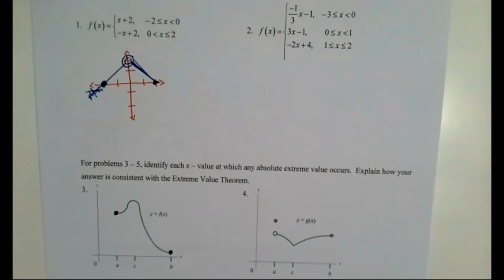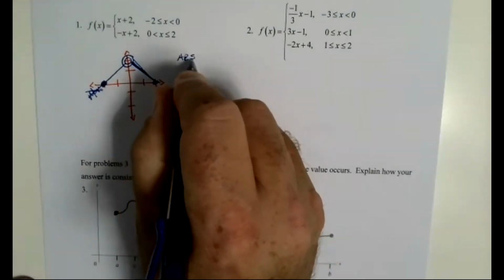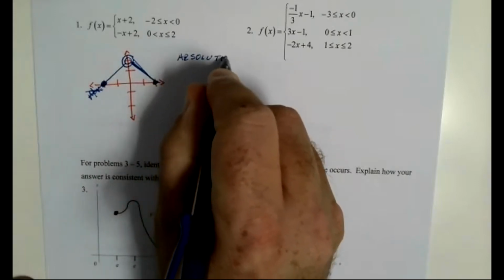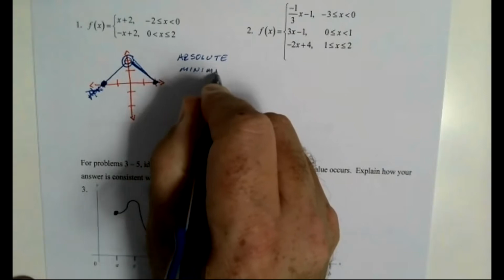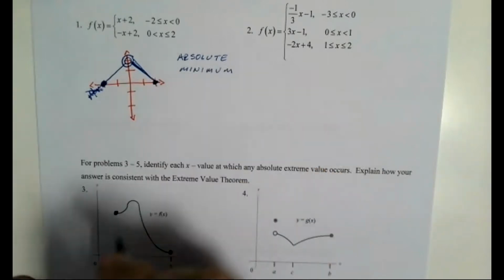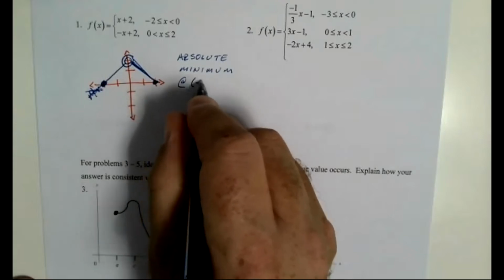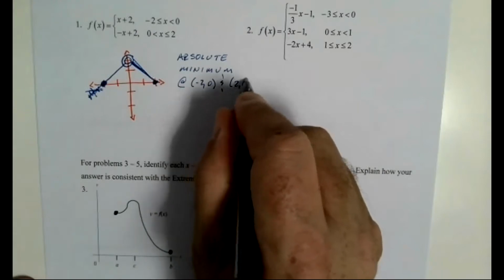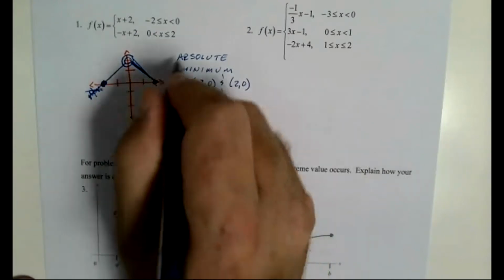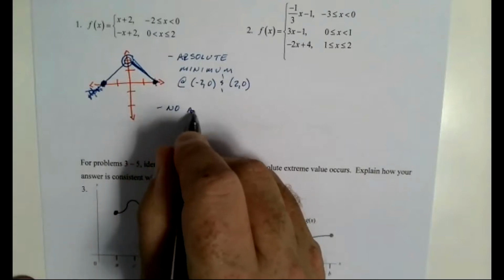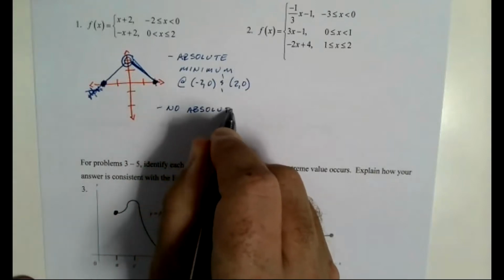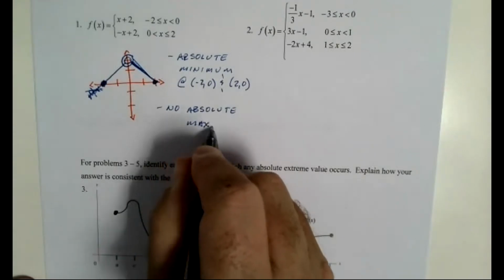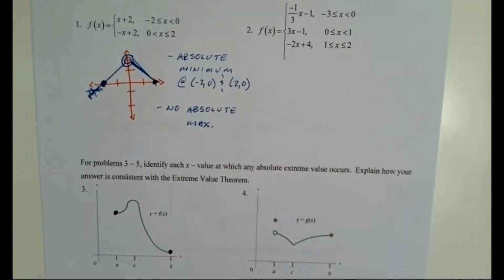And now we have to answer the question. We have an absolute minimum at -2, 0 and 2, 0. There is no absolute max, because those are holes up there. Moving forward.